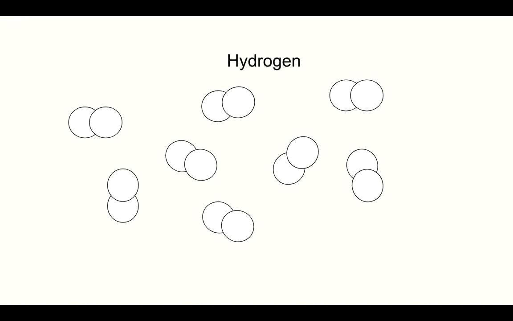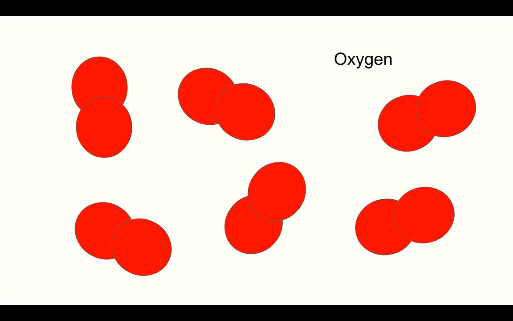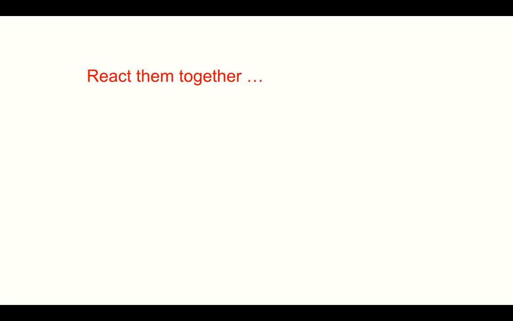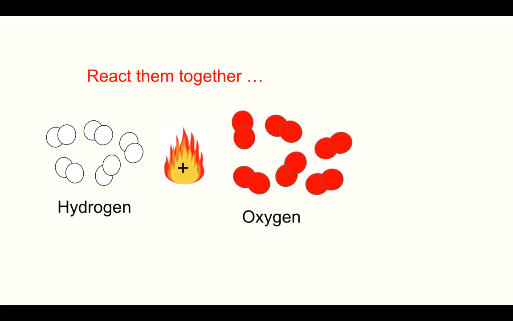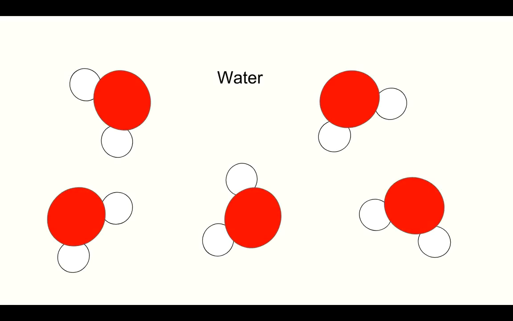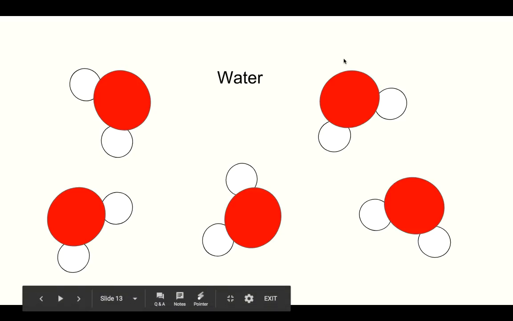So we've got two elements, the element hydrogen, the element oxygen. If we react them together, we make water, a compound. You can tell it's a compound because there's more than one type of atom in this picture. This is one molecule of water, and this is another molecule of water, and so forth.